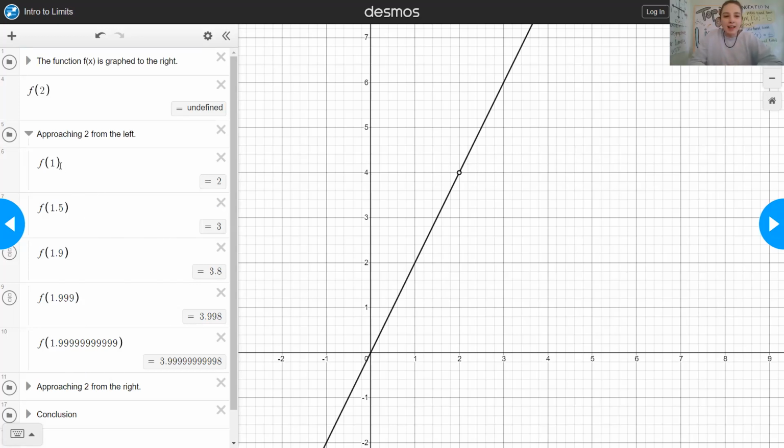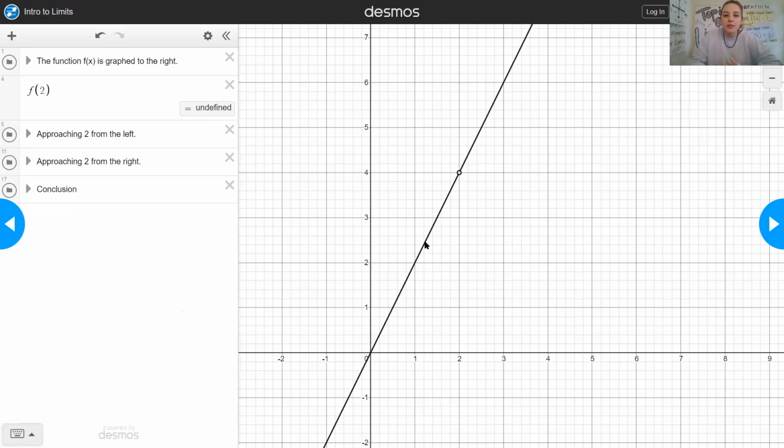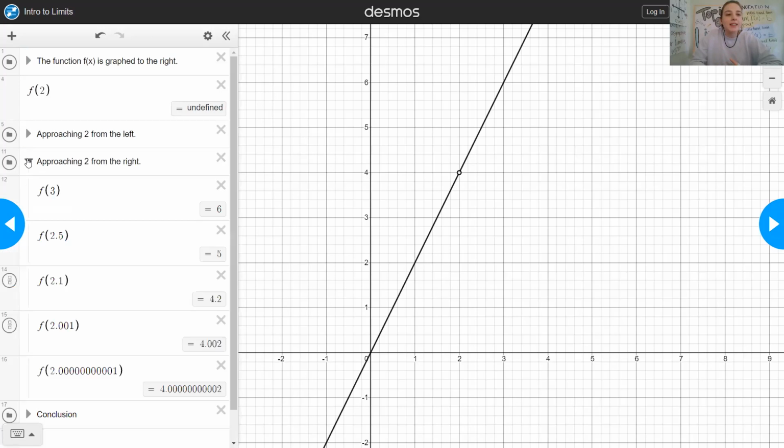So you can see that as my x values are getting closer and closer to x equals 2, my y values are getting closer and closer to y equals 4. So that means the left-hand limit is going to be equal to 4. As we're approaching from the left-hand side, our y values are approaching 4. Let's look at the right.